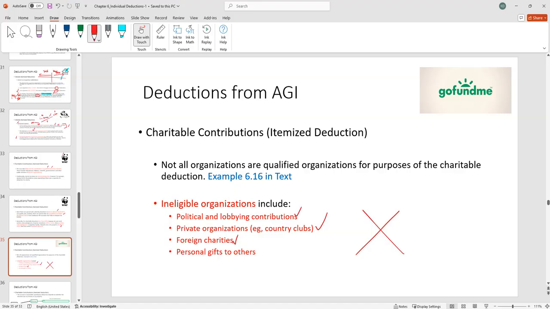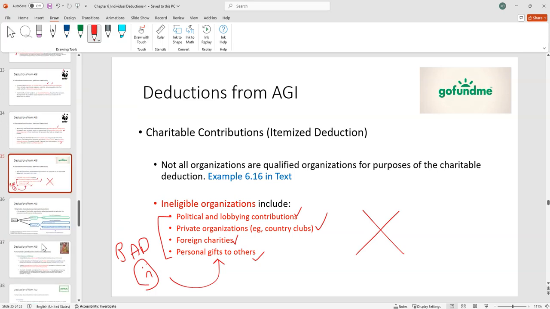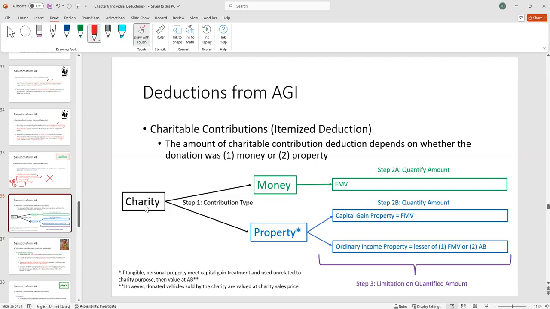It has to be a domestic, like a U.S. charity. And then personal gifts to other people, all of these are bad. So if you were, for example, to give to a GoFundMe page, everybody wants a GoFundMe now for every life event, that wouldn't count. If you were to see a homeless person on the street and you gave them a $20 bill, that wouldn't count. It has to be a registered charity. So we talked about how it has to be the right type of charity, typically a 501(c)(3).